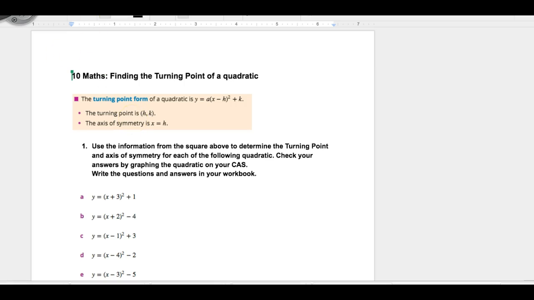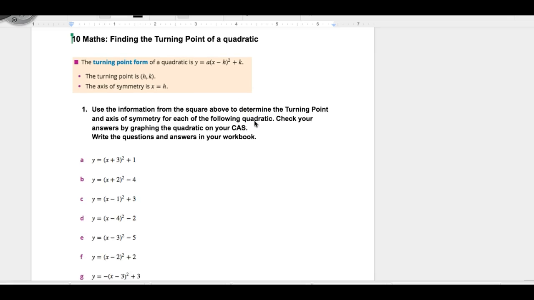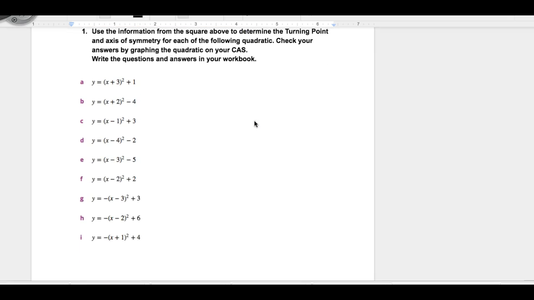Okay, so you should have in your workbooks this information. Take note of this minus sign here because that does confuse students. Okay, so what we're going to do, I can't do anything in CAS, but it's just basically reading your equations.